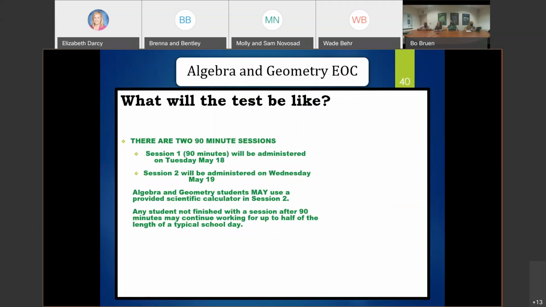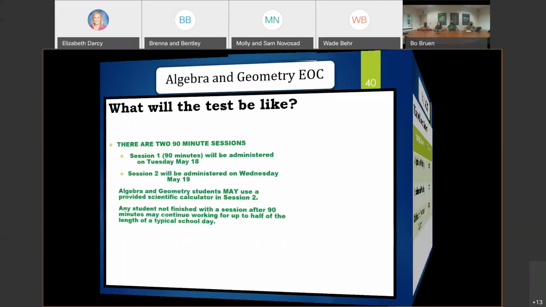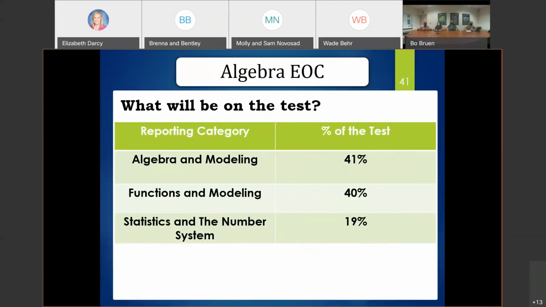There's one thing different about the algebra and geometry test. They get, I think it's 2 90-minute sessions. And they actually can choose to work for up to half of the school day. So if they're not finished after the 90-minute session, they can choose to continue working. And for those of you that do finish within the 90 minutes, you won't have to stay there for half the school day. What will be on that test?